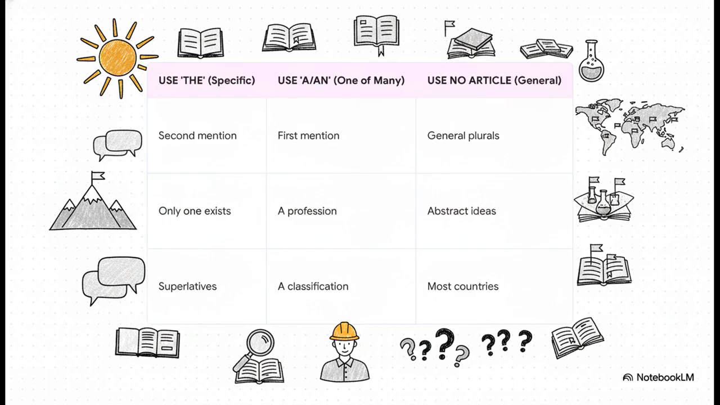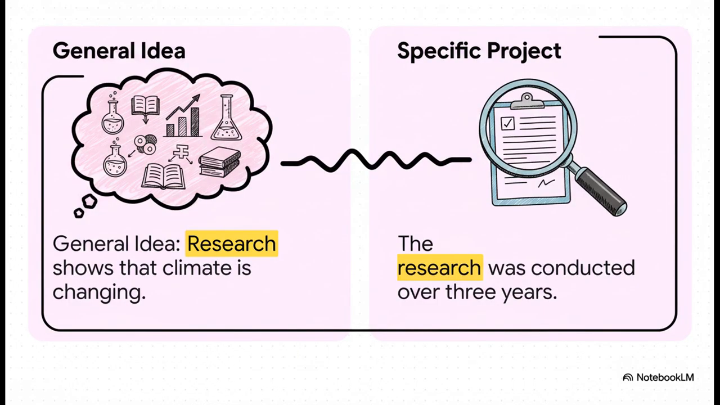like research. And if there's one thing to remember, it's this: context is everything. It's the absolute key. Look at this example. When you say "research shows," you're talking about research as a big general concept, the entire field of research. No article needed. But the second you say "the research was conducted," you're now talking about a specific project, one that both you and your reader know about. That little word "the" points directly to it.